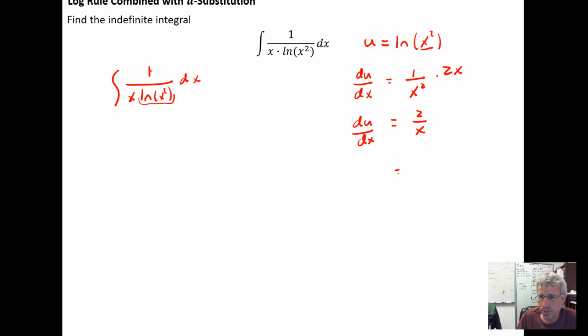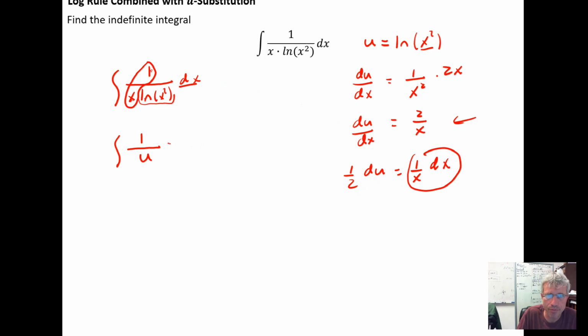So I'm going to multiply both sides by a half. And then I'm going to multiply both sides by dx. So I'm going to get 1/2 du equaling 1 over x dx. So that's just by applying algebra to both sides of this equation right here. And now you're ready to make your substitution. We get 1 over ln of x squared is just u, and then 1 over x dx gets replaced with 1/2 of a du.